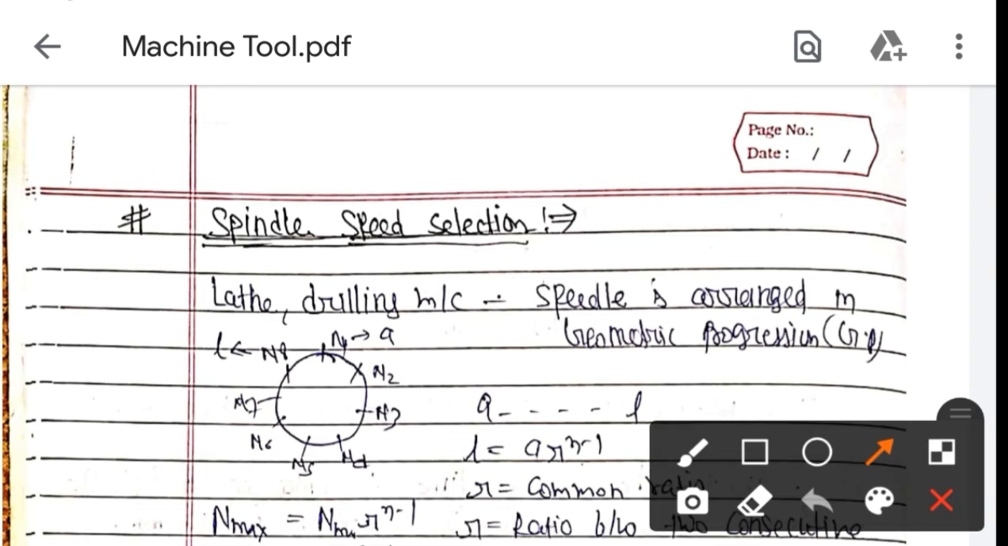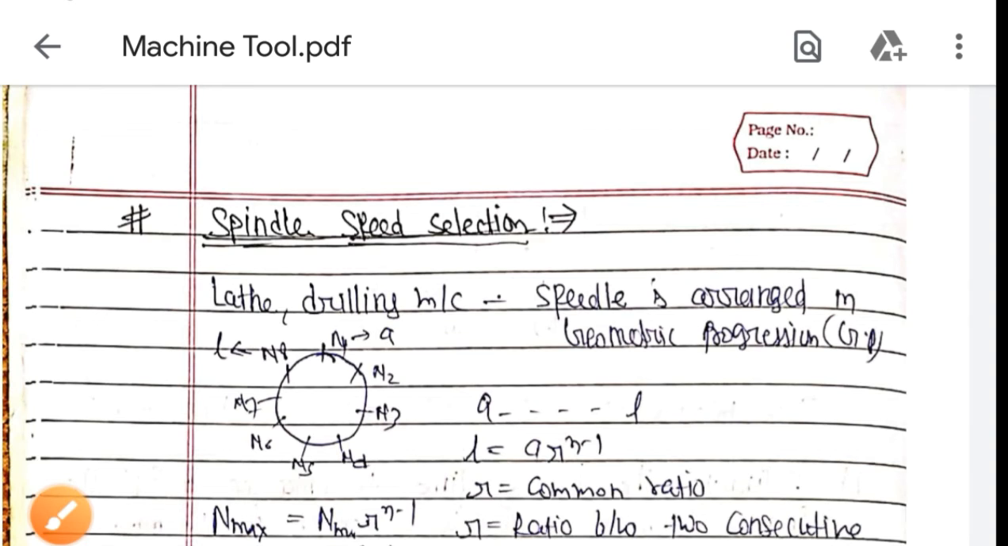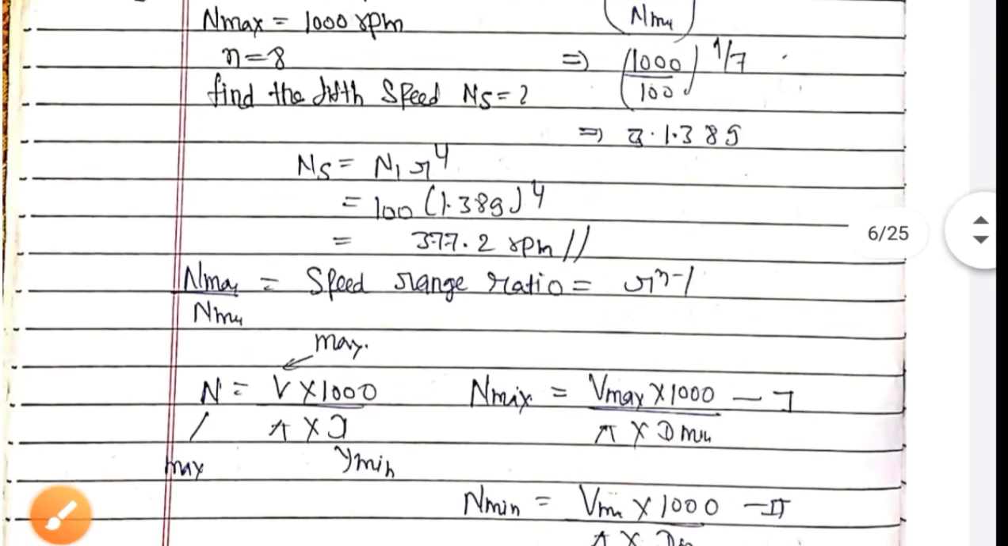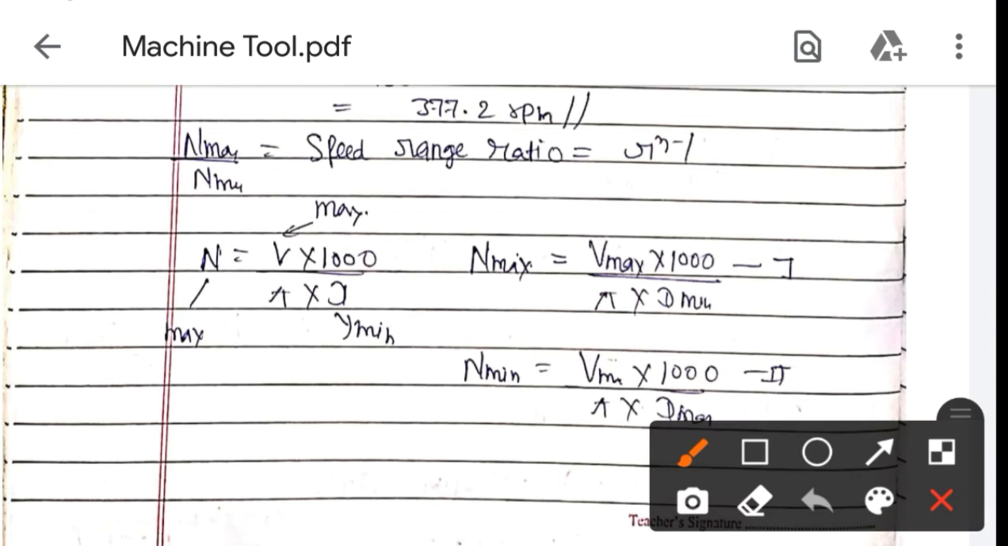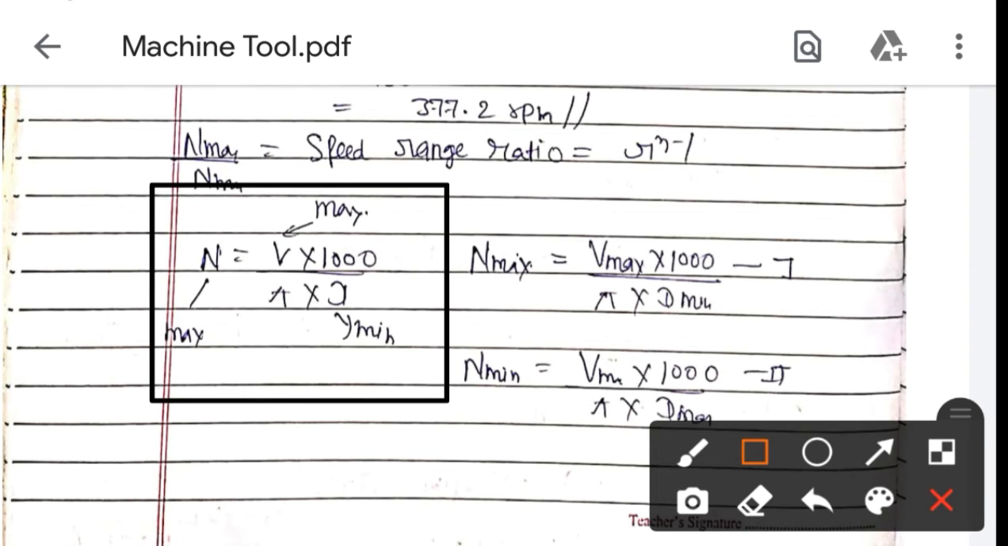I already told you, it is arranged in a geometric progression manner. Please keep this in your mind, which will help you solve the numerical problems. Now, this formula I already discussed in the previous lecture, which is N equal to V into 1000 divided by pi into D. From here we will find one relation between N max divided by N min.